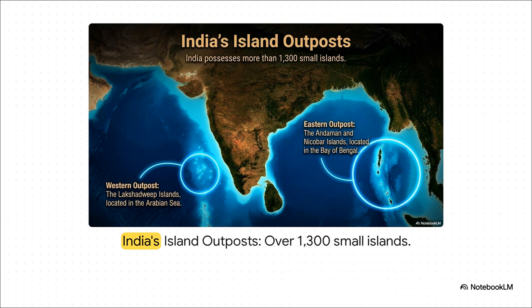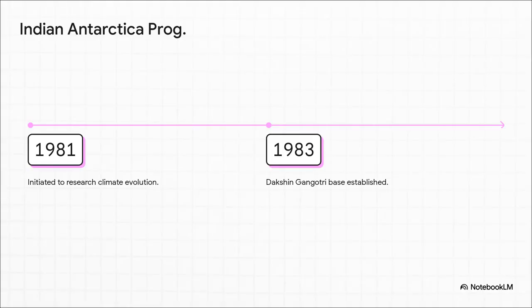To the west, located in the Arabian Sea, you have the Lakshadweep Islands. And to the east, in the Bay of Bengal, are the Andaman and Nicobar Islands. These outposts are totally crucial extensions of terrestrial geography, stretching right out into that vast continuous ocean we were just talking about.